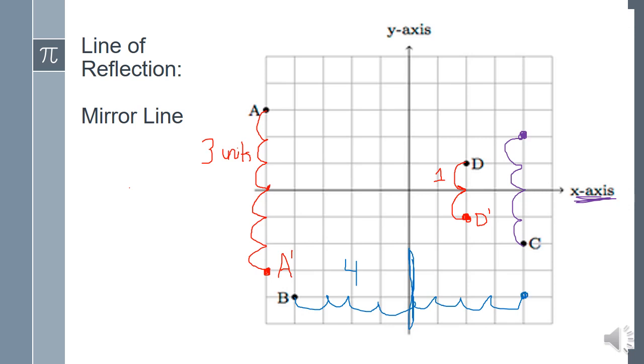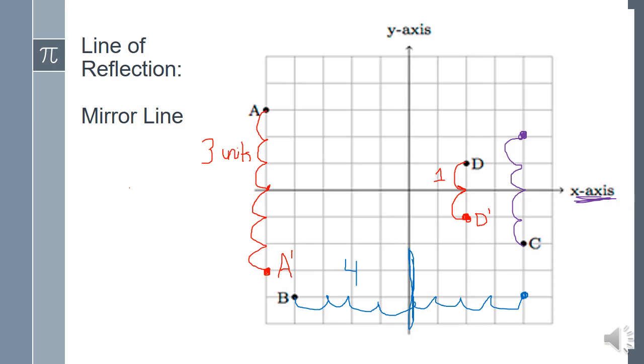Granted, guys, every point's going to have a different distance to whatever the mirror line is. So it's not every time I'm going across the y-axis is going to be 5 units. Every time I'm going across the x-axis is going to be 2 units. It is whatever the distance is from your points to the mirror. And whatever that distance is to get there, you're going to use that same distance going away from your mirror to get the new point. So let's do another one.